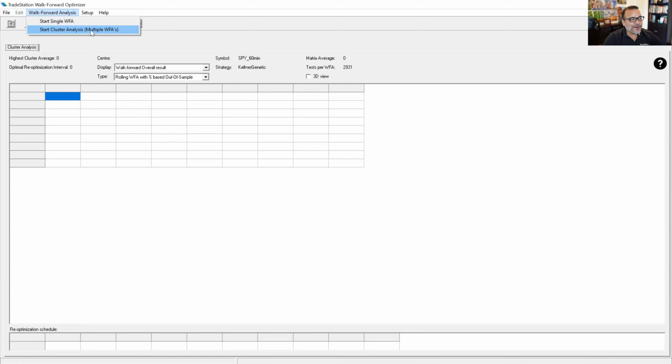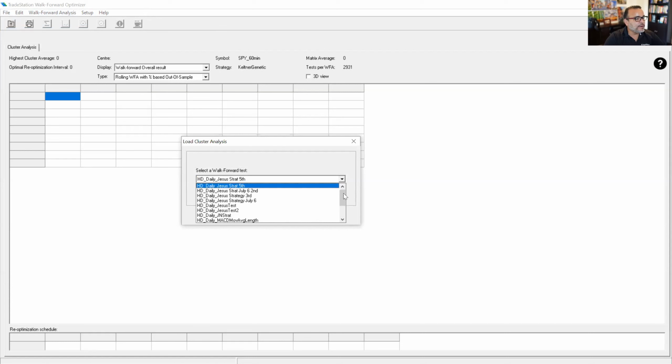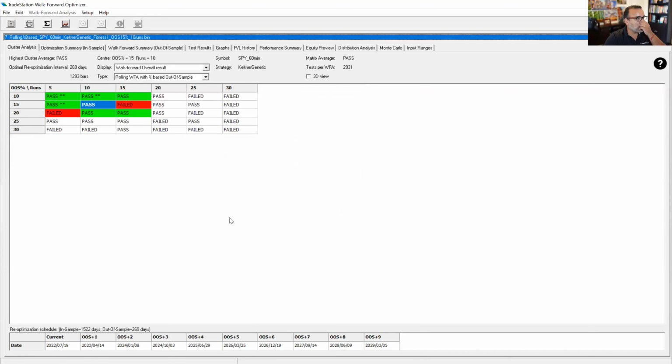So I did the cluster analysis already. So all I need to do is load the cluster analysis. I'm going to come over here, select the same one that I ran this morning, the Keltner genetic, and load it. All right, this is what it provides me. So this is the point where we stopped last week. Let's go through some of the tabs here and some of the information that is relevant to everyone.